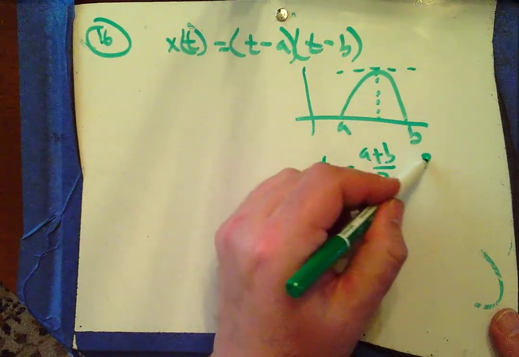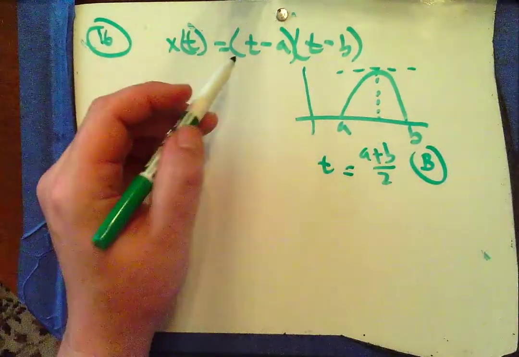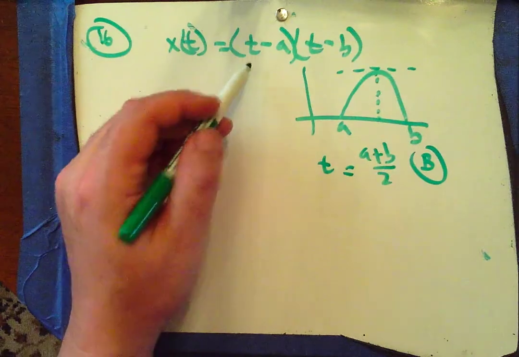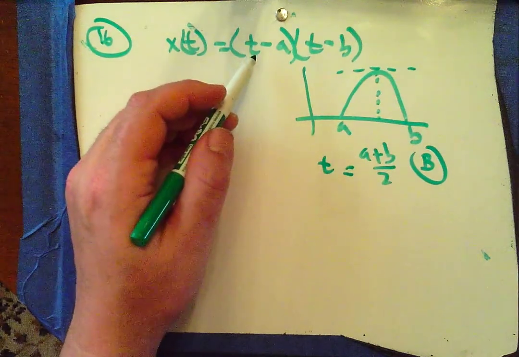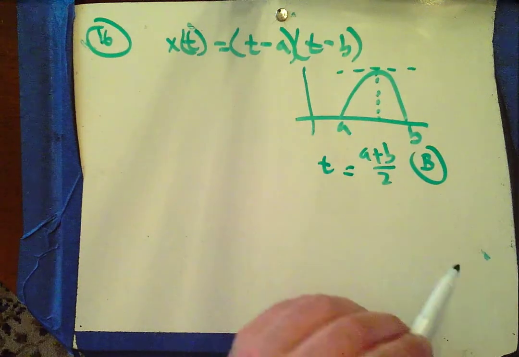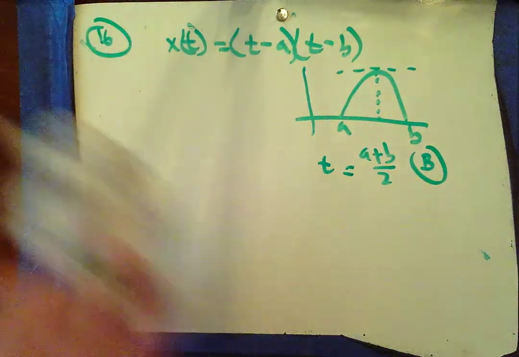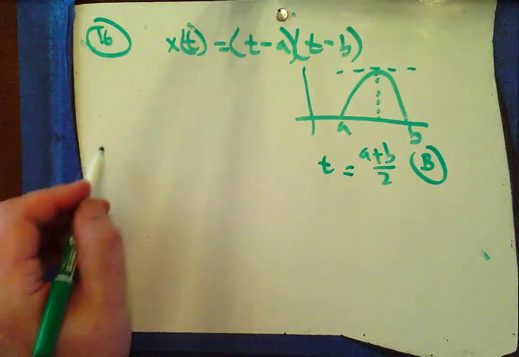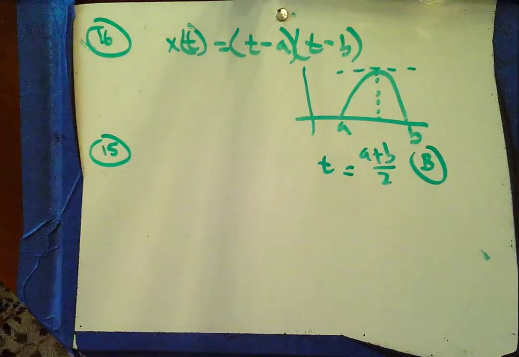And that's choice B. But we could also take the derivative of this and then set the derivative equal to 0, and we would come up with this value. Because I'm a little pressed for time today, I'm just going to leave it with the algebra approach and move on to 15.